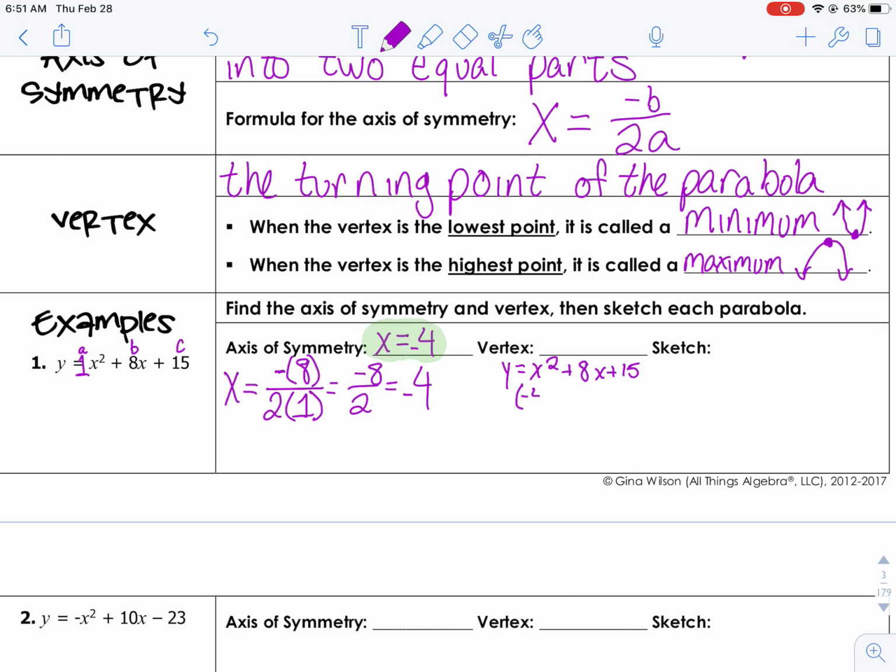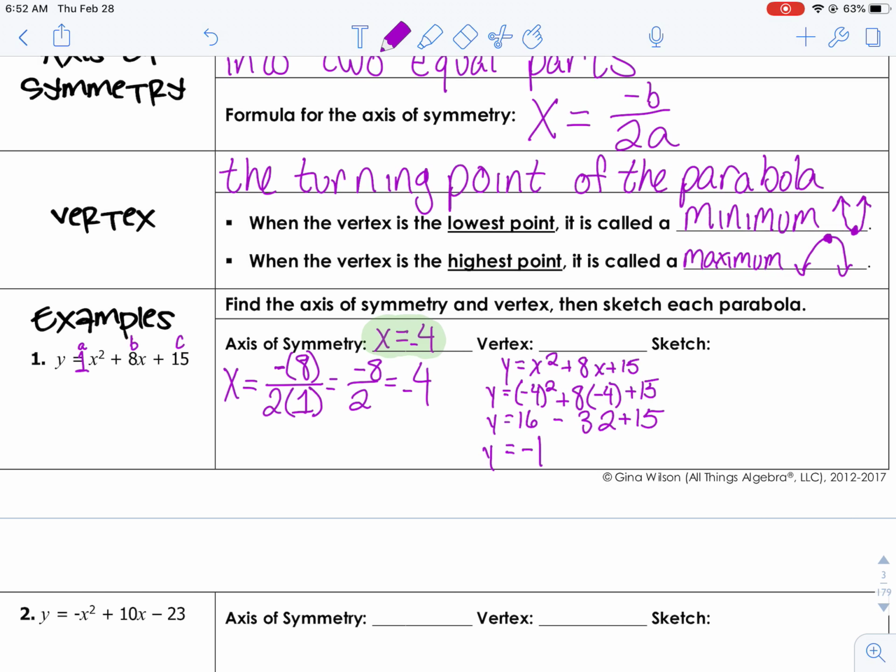So I'm going to put -4 squared. Make sure that -4 goes in parentheses so that my calculator uses it correctly. Times 8 times -4 plus 15. Because I don't want to pull up my calculator, I'm going to do some math in my head. 16 minus 32 plus 15. All of these are still y equals. If I do that math, y equals -1. So my vertex is where x is -4, y is -1.